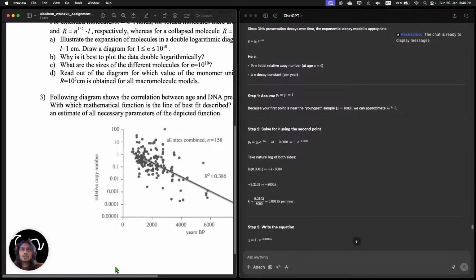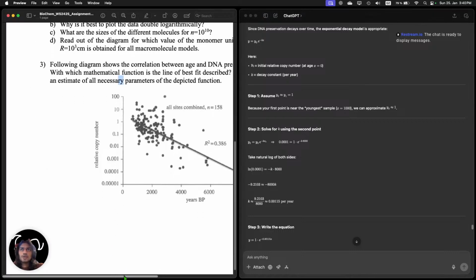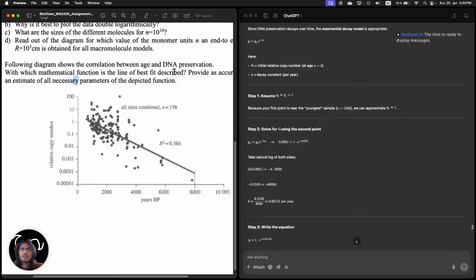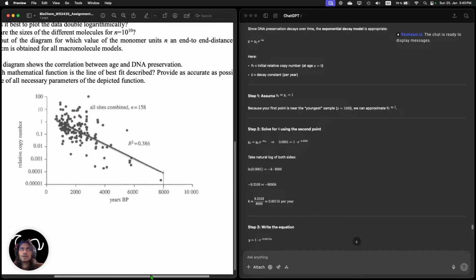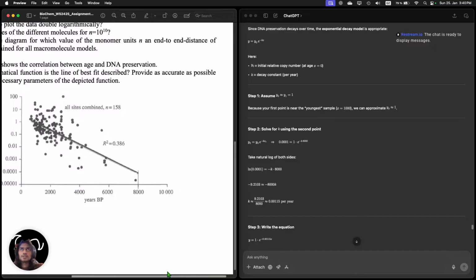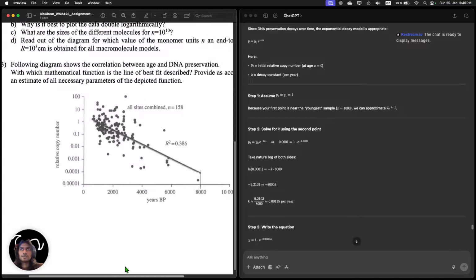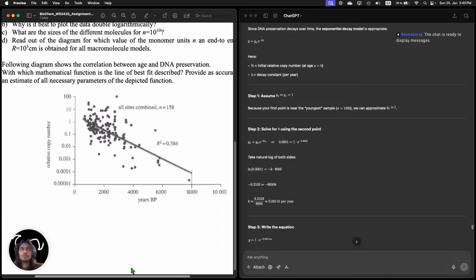Following diagram shows the correlation between age and DNA preservation. With which mathematical function is the line best described? And provide as accurate as possible an estimate of all the necessary parameters of the depicted function.